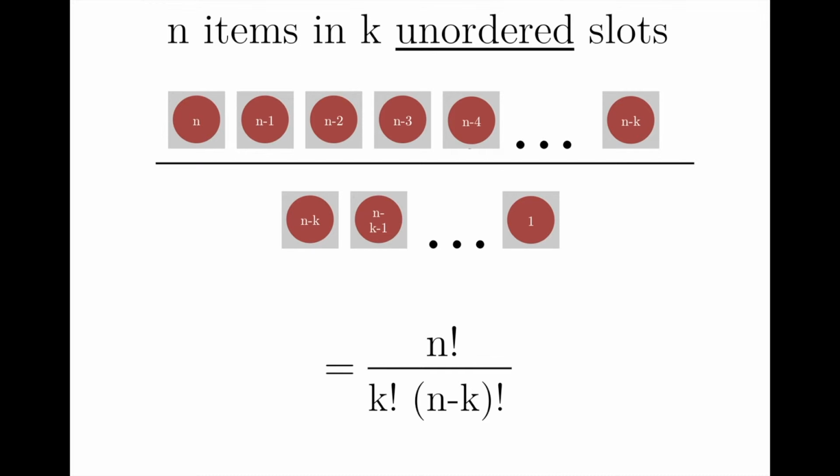If we put n items in k unordered slots, we have the same picture as before, but we need to divide out any of the possible orderings of the k items, which is written as just dividing out k factorial for the k different slots. So we're taking the combinations that we had before and dividing out the permutations of k items to come up with the number of combinations when order doesn't matter.